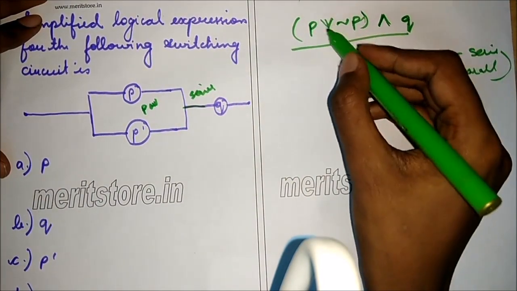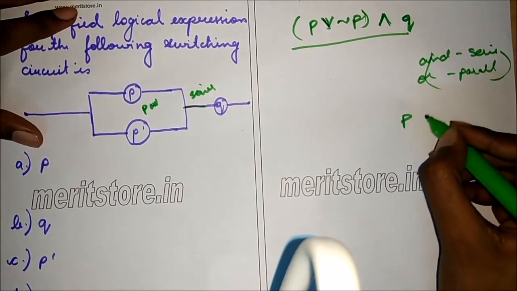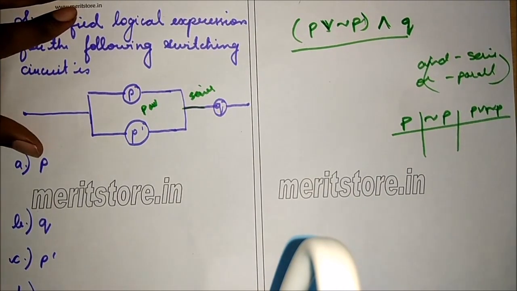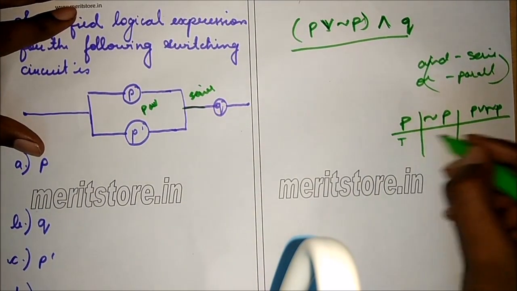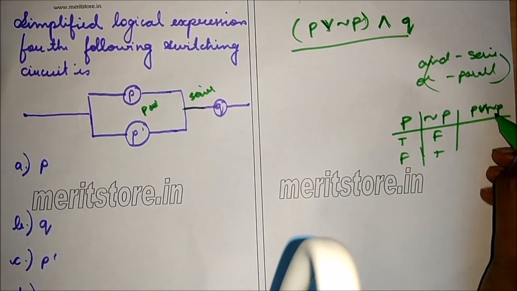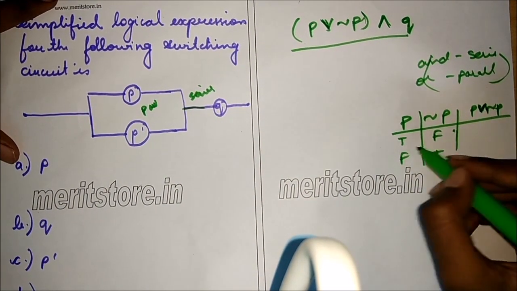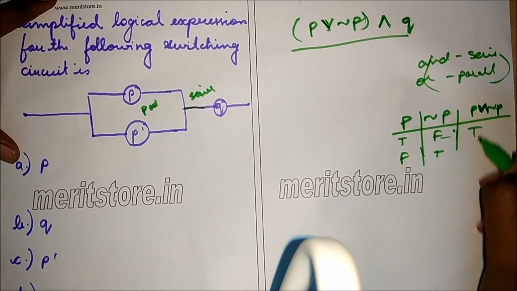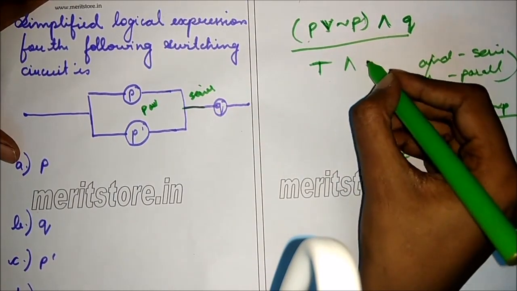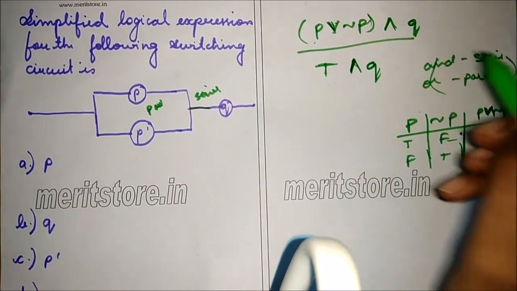So now this is OR. So we'll draw the truth table for OR. So P and P or negation P. When P is true, negation P is false. When P is false, negation P is true. Now the condition for OR is that both should be false for the result to be false. Here there is no such condition, so P or negation P is true, and that is equal to T and Q.